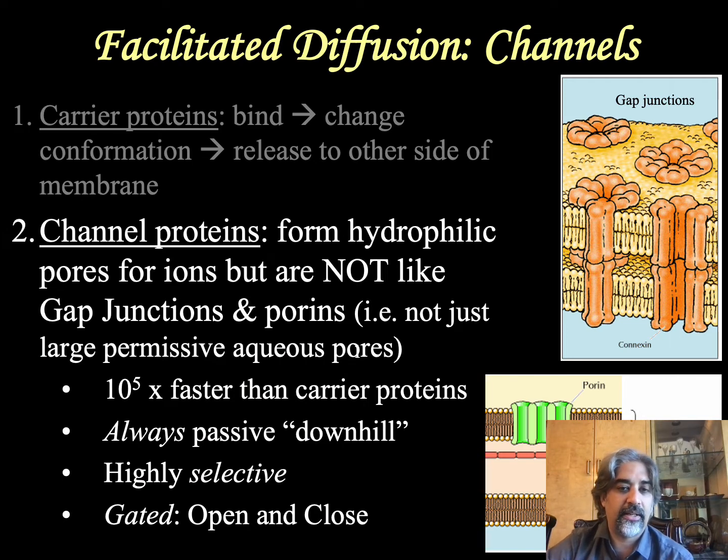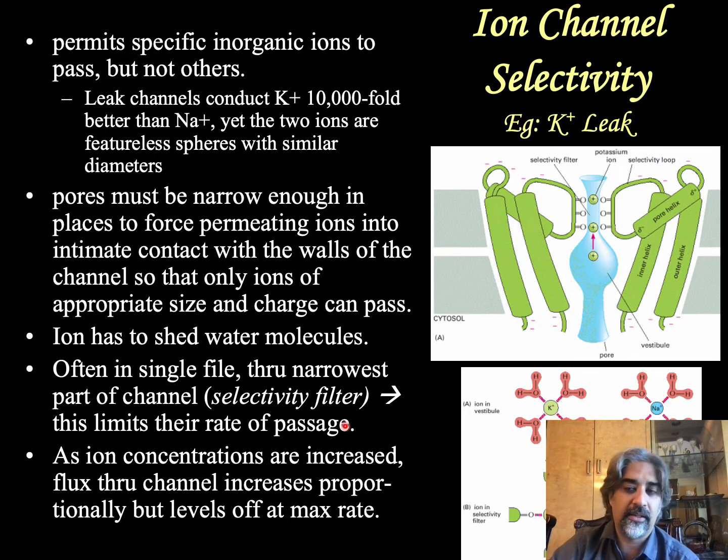Channel proteins, like I said, form hydrophilic pores for ions, but they're not like gap junctions and porins. They're not just large permissive aqueous pores. They actually have ion selectivity. They tend to be gated, which means they can be in an open or closed state, allowing diffusion to occur. So we talked about ion selectivity. This will permit some inorganic ions to pass, but not others. This suggests that their pores must be narrow enough in places to force permeating ions into intimate contact with the walls of the channel so that only ions of appropriate size and charge can pass.